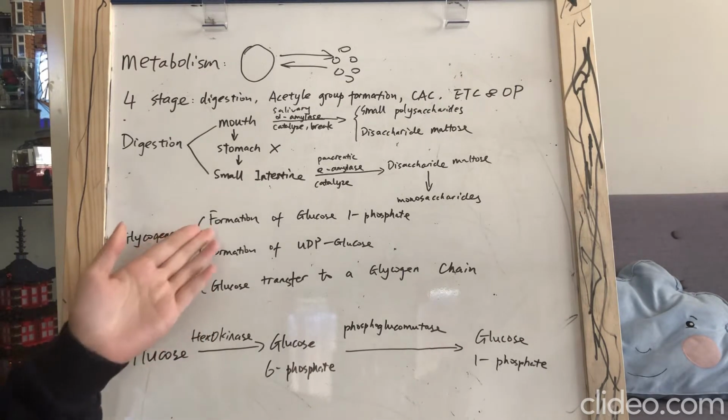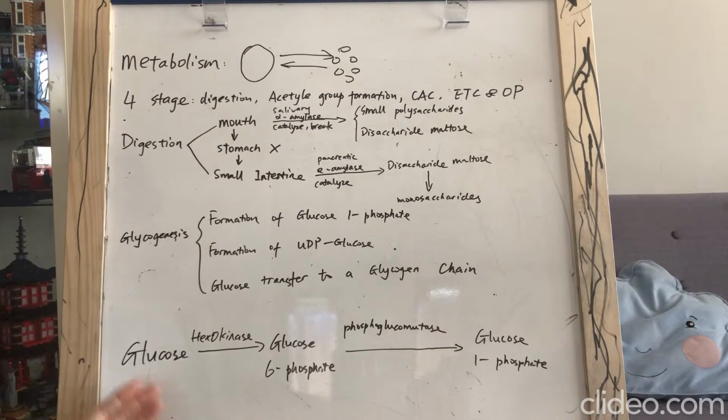And I'm going to explain the first step. In the energy consuming stage, glucose is first converted to glucose 6-phosphate by hexokinase. And glucose 6-phosphate can be used 3 ways: pentose phosphate pathway, glycolysis, and glycogenesis.